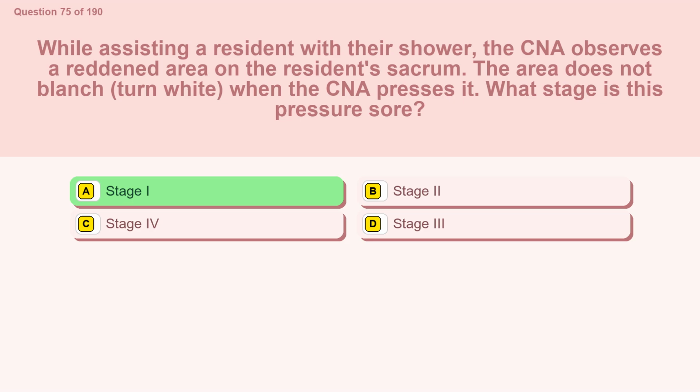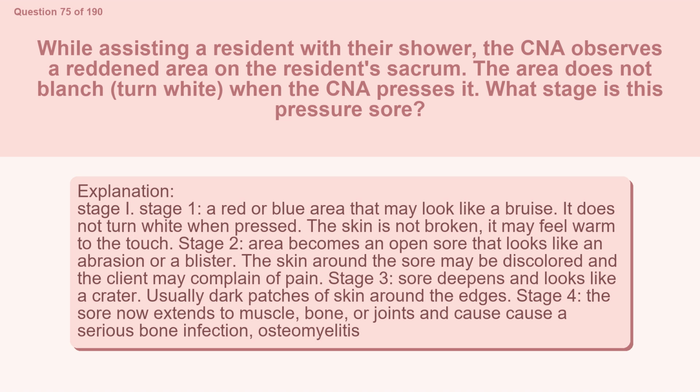The correct answer is option A, stage 1. Stage 1 is a red or blue area that may look like a bruise. It does not turn white when pressed. The skin is not broken, and it may feel warm to the touch.